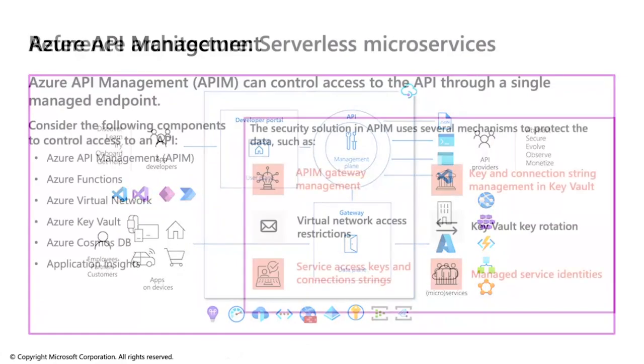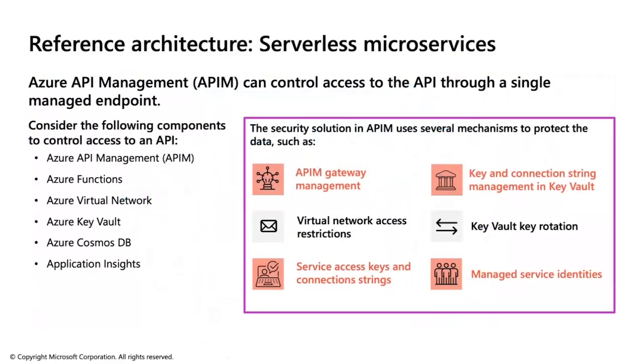So in this, when we talk about this reference architecture, this API management is an example of microservices. There are many components involved, working together. So we have Azure API Management, Functions, virtual network, Key Vault, Cosmos DB, and Application Insights. These are the different components here.